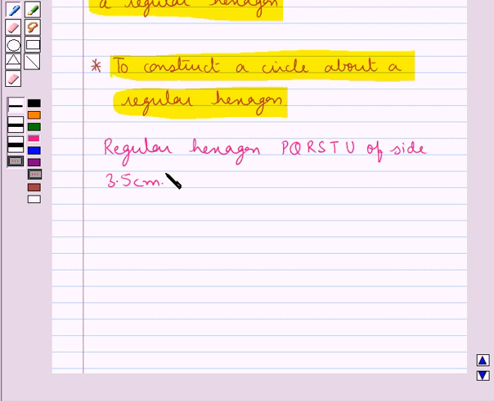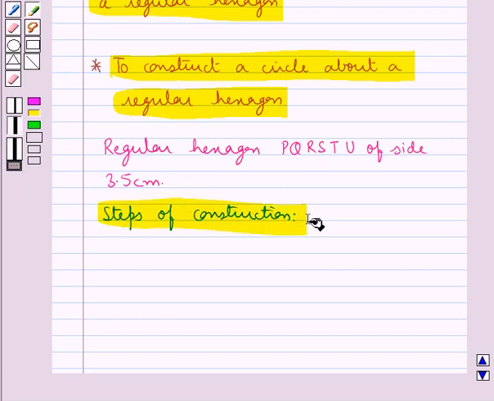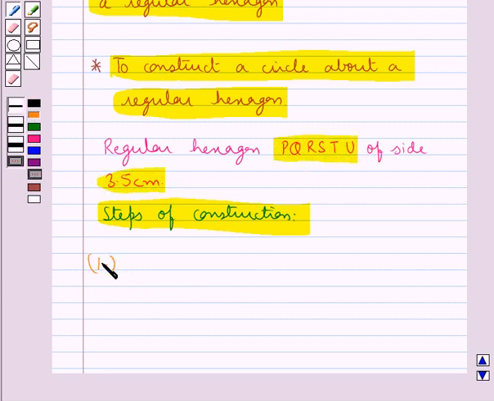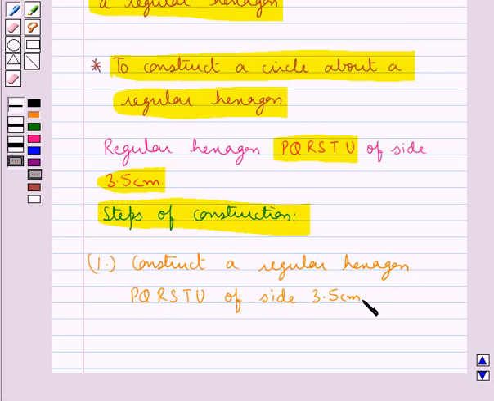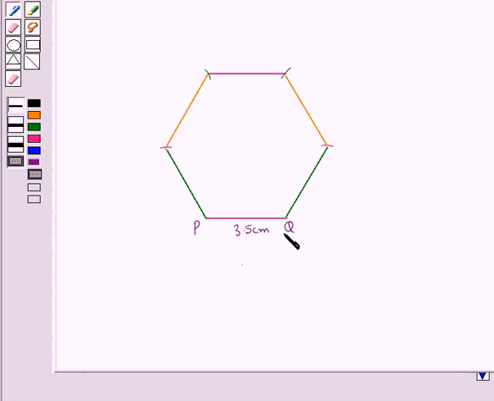So we need to construct a circle about this regular hexagon, and so we would follow certain steps of construction to construct a circle about the regular hexagon PQRSTU of side 3.5 centimeters. First of all, we will construct a regular hexagon PQRSTU of side 3.5 centimeters. So we have drawn this regular hexagon PQRSTU with all its sides of measure 3.5 centimeters.